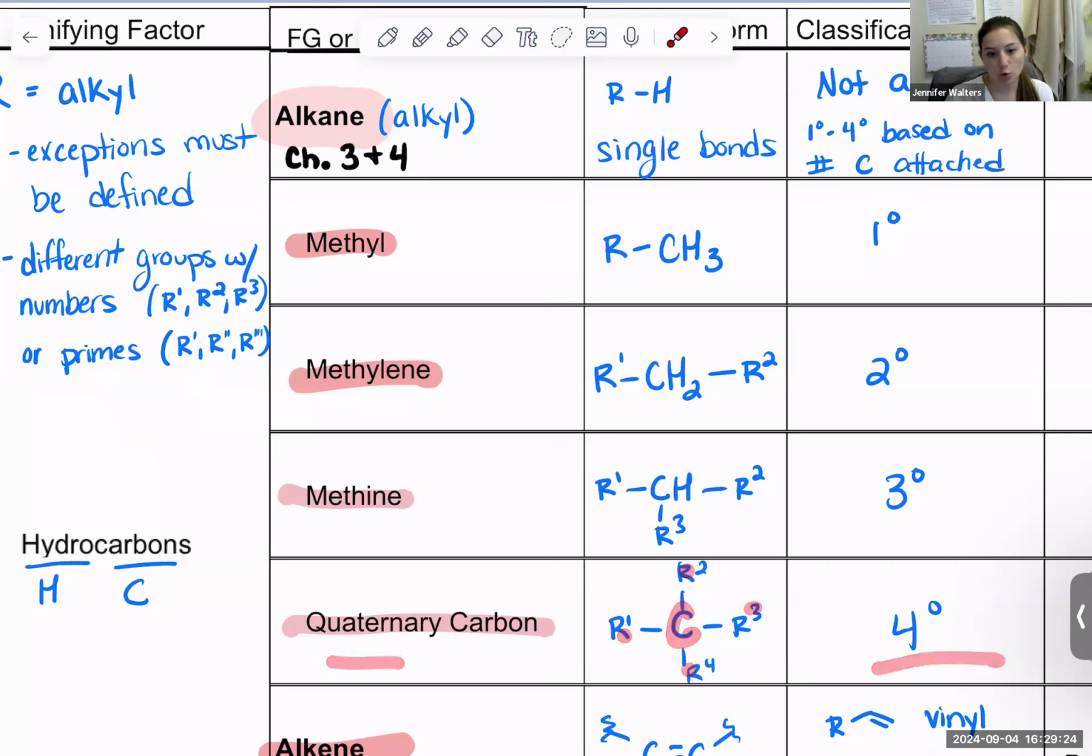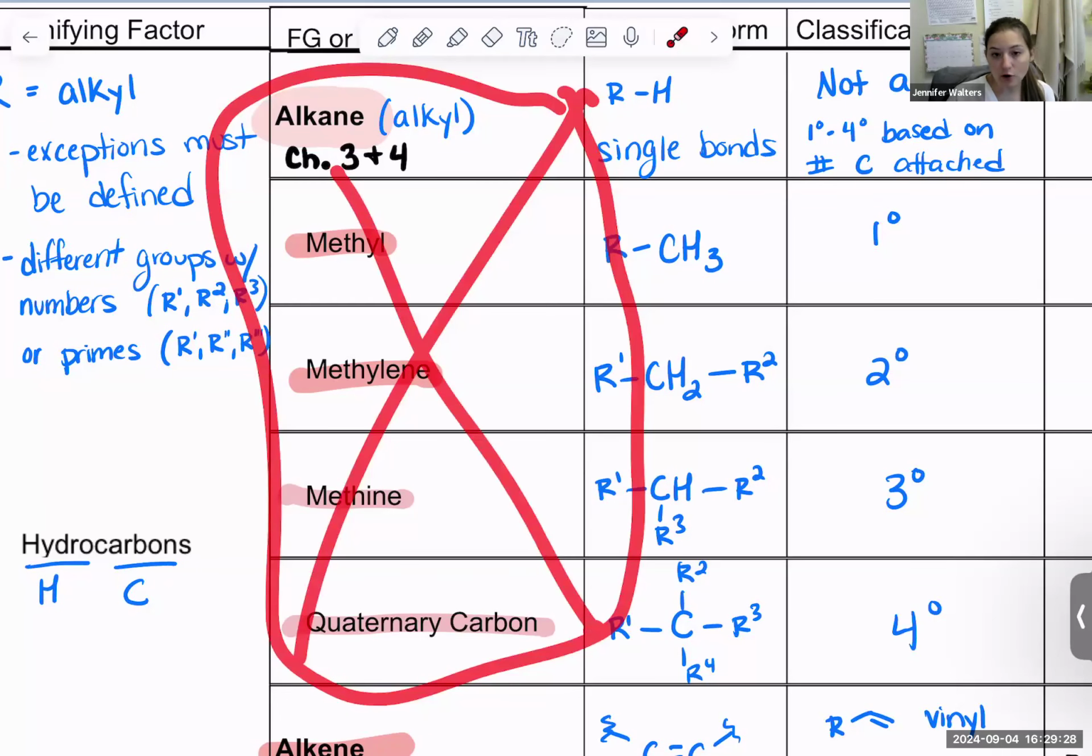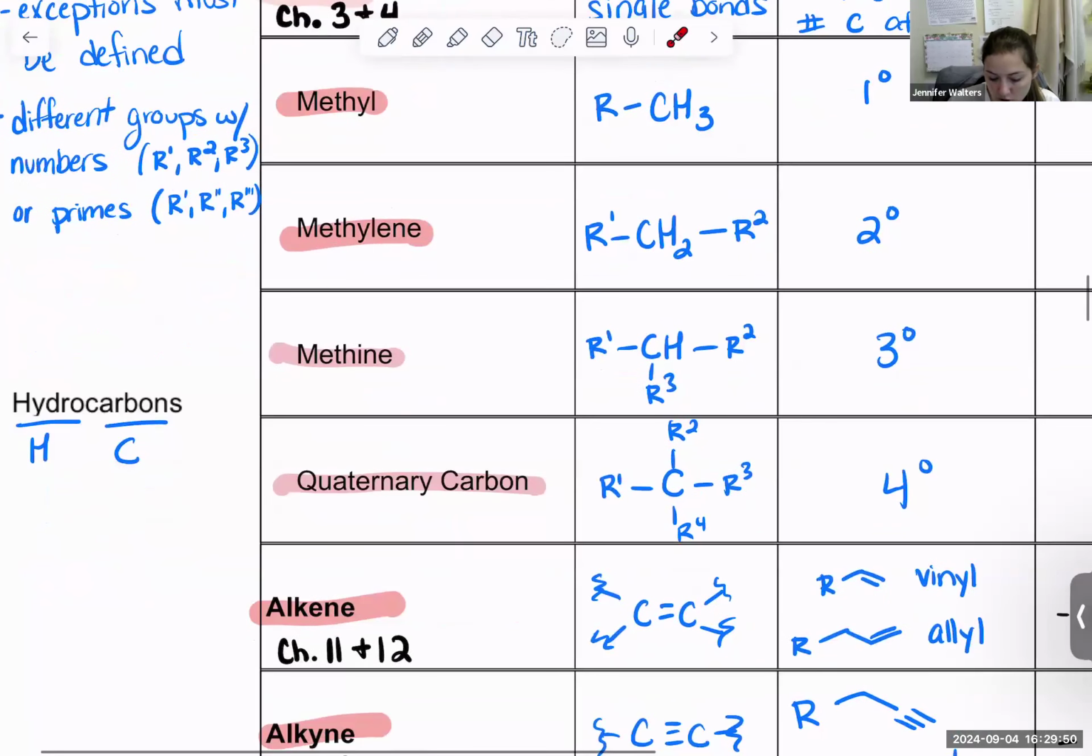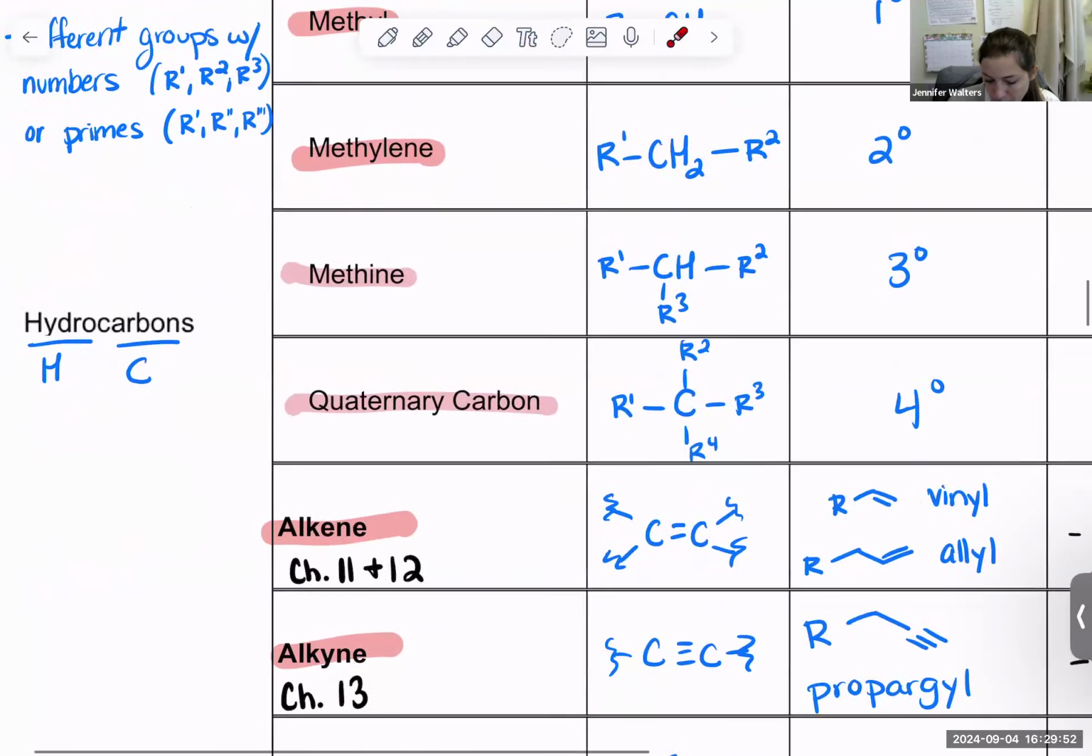So then it's quaternary. None of these are functional groups. These are motifs. They are descriptions of our structures, but they aren't going to change our chemical reactivity significantly like our actual functional groups will. So that's important to note. These are not functional groups. They're just like a classification.